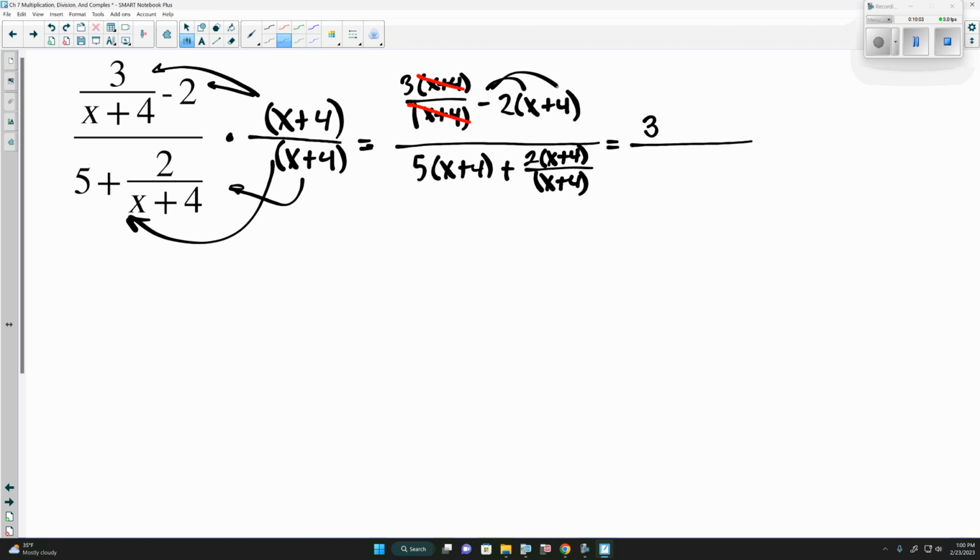Now we can distribute the negative 2. Negative 2 times x is negative 2x. Negative 2 times 4 is negative 8. In the denominator, we can distribute the 5. 5 times x is? 5 times 4 is plus 20. The x plus 4's cancel out, leaving us with plus 2. Combine like terms first. Yeah, then we would factor. So negative 2x, 3 minus 8 is negative 5. The denominator would be 5x plus 22.